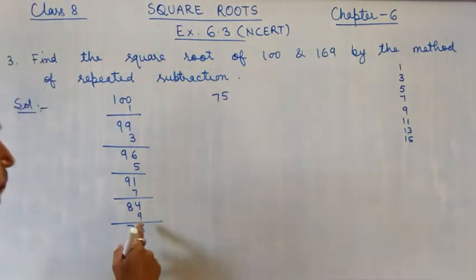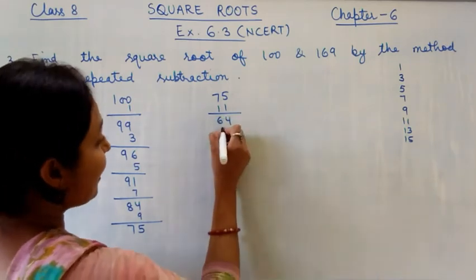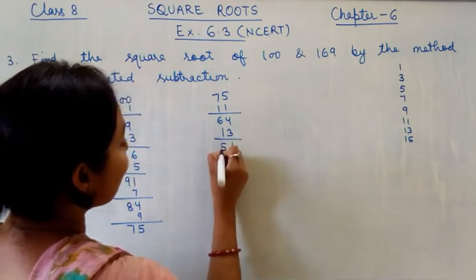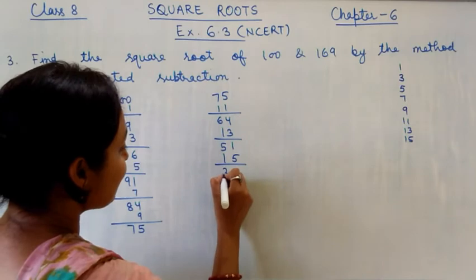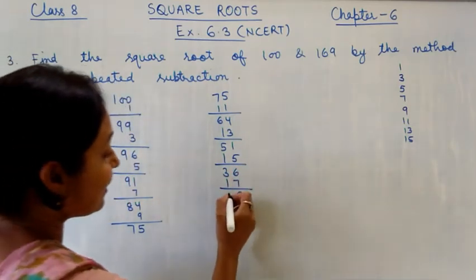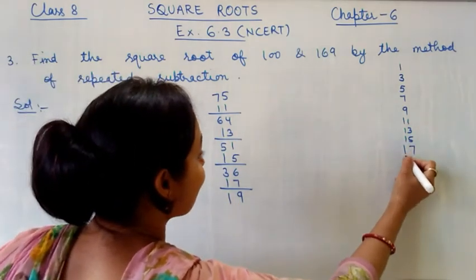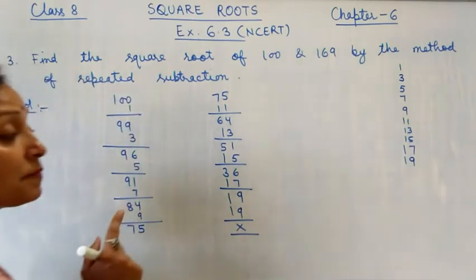75 minus 9, after 9 we will have 11, after 11 have 13, then 15, after that 17, then 19, and after 17 we have 19, so I will subtract 19 and it becomes 0.